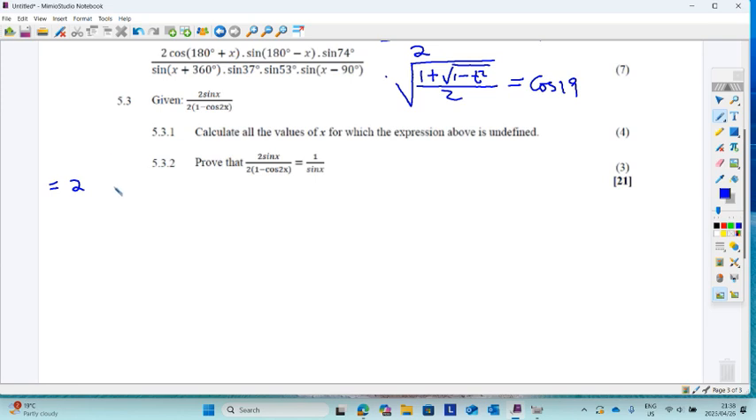That is the third quadrant, and cos is negative there. So I have a negative cos x. And then sine(180 minus x). That is the second quadrant, sine is positive there. So it's times positive sine x. And then the last one is sine 74, no change to that one, all over.